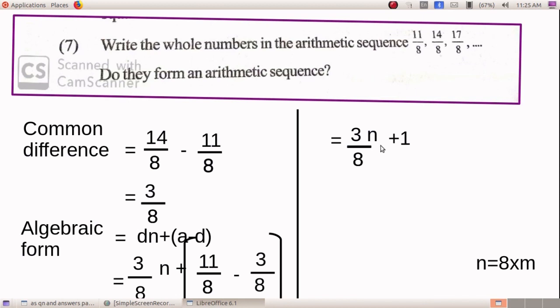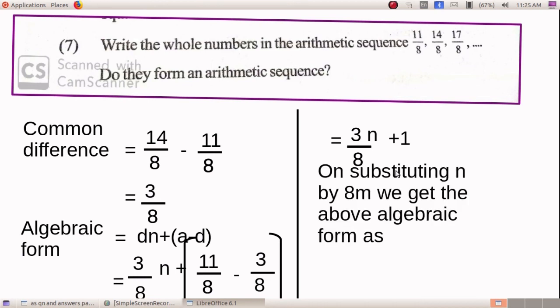When n is in the form of 8 into m, when n is substituted by 8m, this will give an integer. On substituting n by 8m in the algebraic expression, the 8 and 8 cancel and m is left there. Therefore it will be 3m plus 1. We see this is the integer term of the sequence.